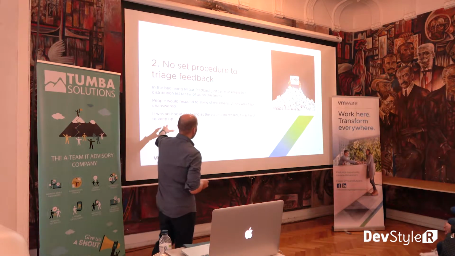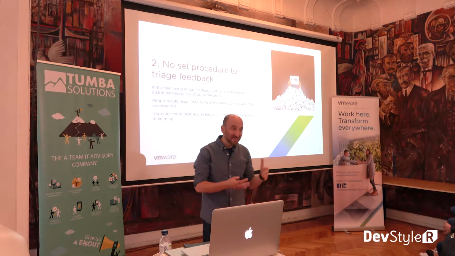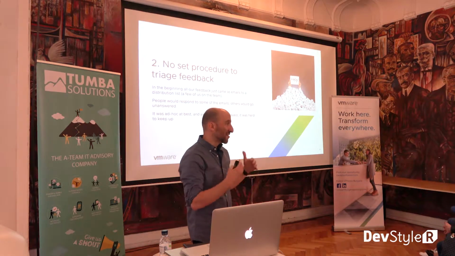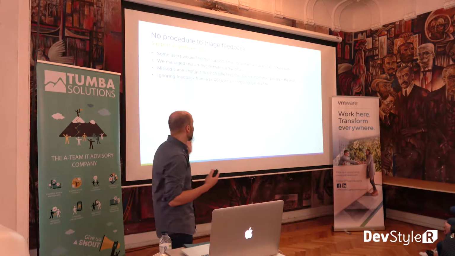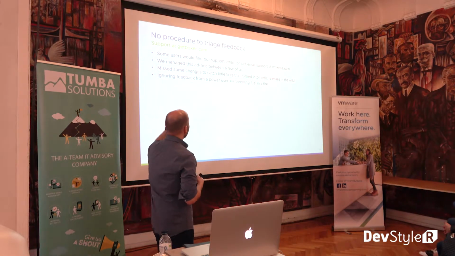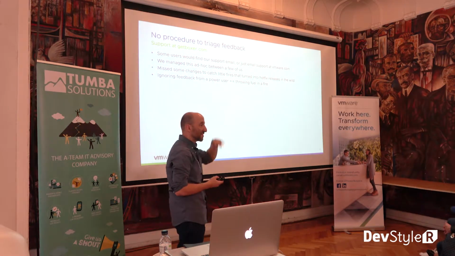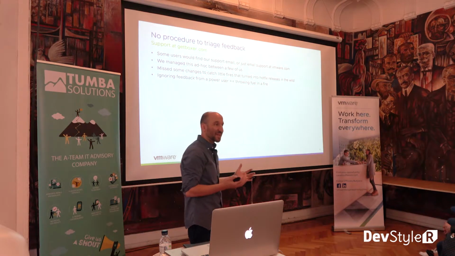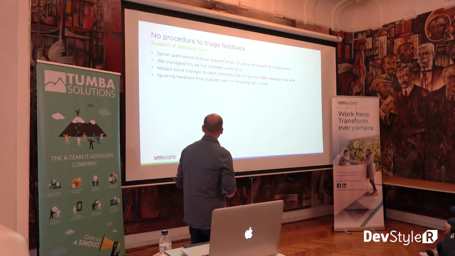So it was that hot at best, and as the volume increased, as we were growing, we were adding like thousands of users a week. This email started growing, and it was completely unmanageable. So no procedure for triaging feedback. Our email, it would email like support at VMware, and sometimes it would get to us, sometimes it would end up in some other team. VMware is a fairly big company, and they weren't really ready to handle end user feedback for that.